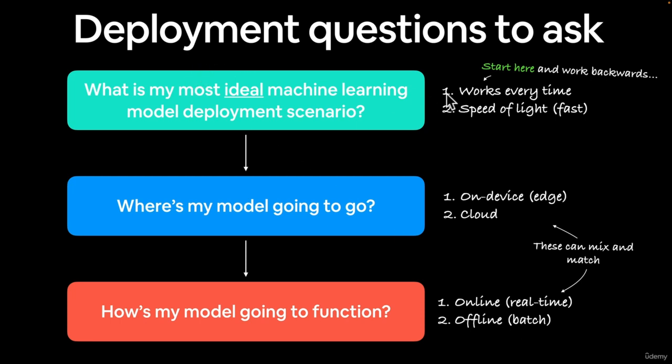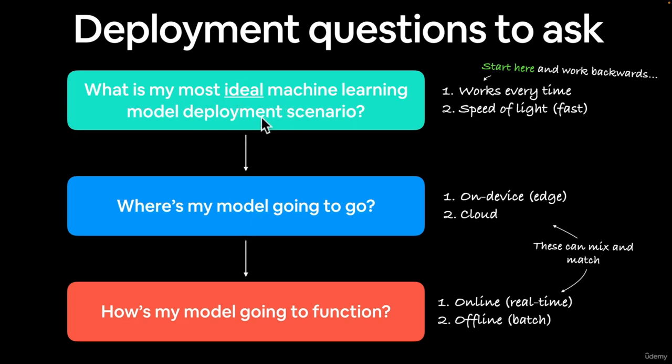So these are the three questions to ask. What is my most ideal machine learning model deployment scenario? For Food Vision Mini, or for general machine learning models, one, it works every time. That would be amazing if it did. Now, of course, in the world of probabilistic models, that is very unlikely. And two, it works at the speed of light, because a slow app is a boring app, right? We want our predictions to be as fast as possible.